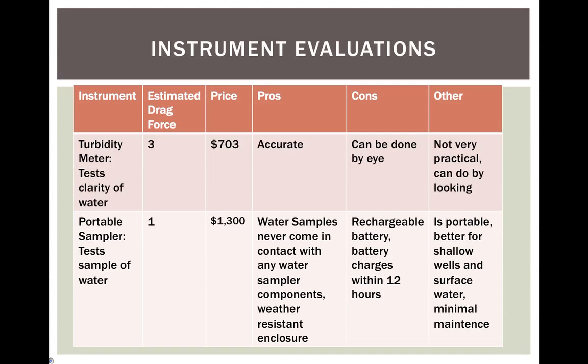The first instrument was a turbidity meter, which tests the clarity of the water, and the price was on the higher side. A positive of this was that it was very accurate, but it can also be done just by getting up close to look at the water. If it's a little murky, you know to be cautious, or if it's clear, it's probably going to be okay to drink.